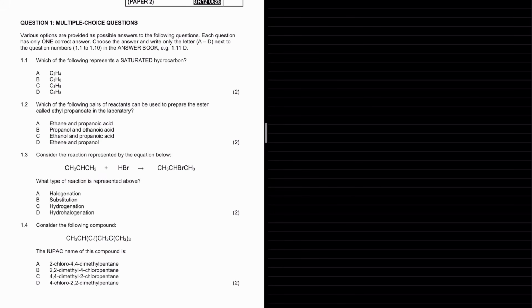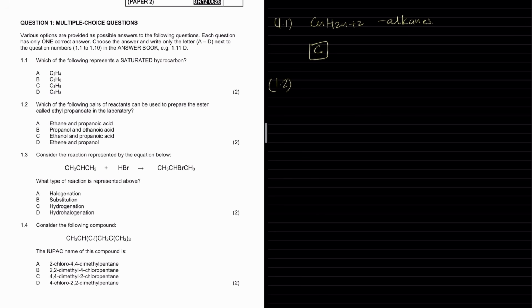Which of the following represents a saturated hydrocarbon? So a question like this, a saturated hydrocarbon will follow the formula CnH2n+2, which is the formula for alkanes. So I'm going to go through the options: C2H4, no; C3H6, no; C3H8. That does follow the formula CnH2n+2, so the answer is going to be C.